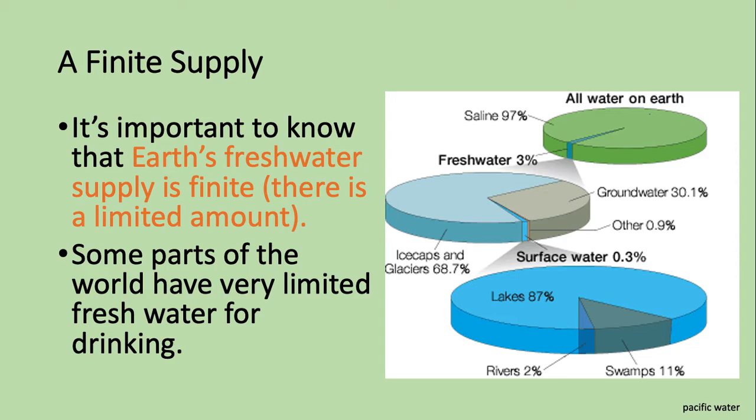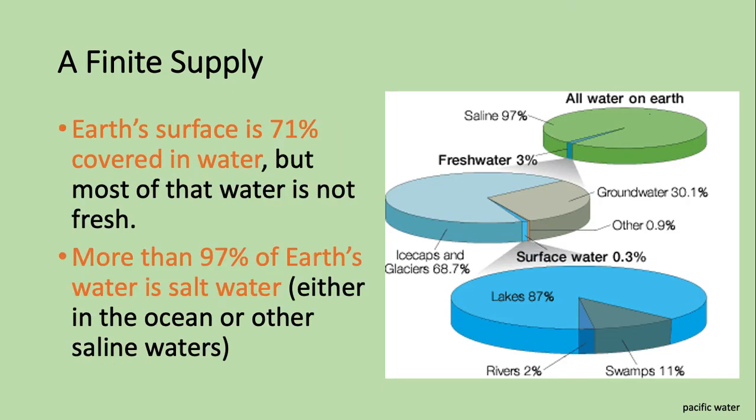And here's a couple of pie charts, each pie chart subsequently showing a smaller amount of water. So of all the water on Earth, 97% is salt water, and then that 3% sliver can be divided into surface water, ice caps, and groundwater, and then the surface water, that 0.3%, is divided into lakes, rivers, and swamps.